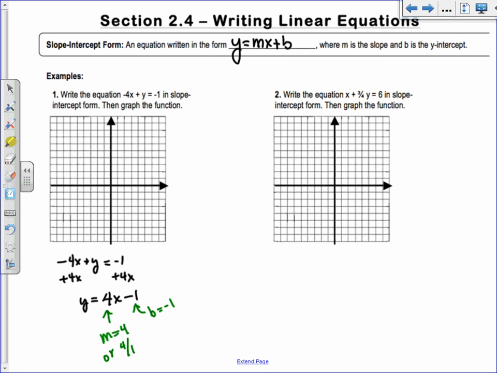Whenever you graph a line, you always have to have a starting point, and that starting point is not 0, 0. A lot of people always start at the origin. Your starting point is your y-intercept, so you have to go down negative 1 first, so it's right there.